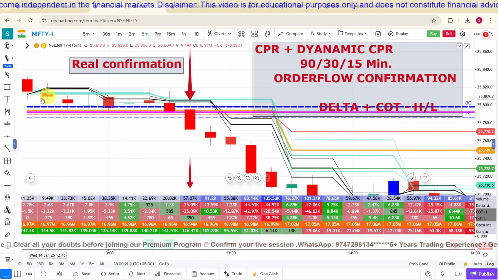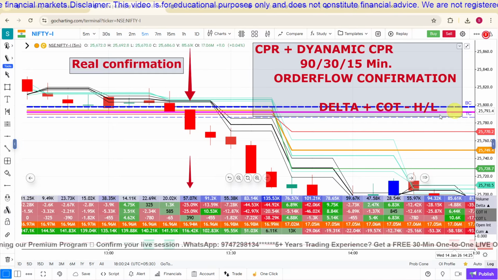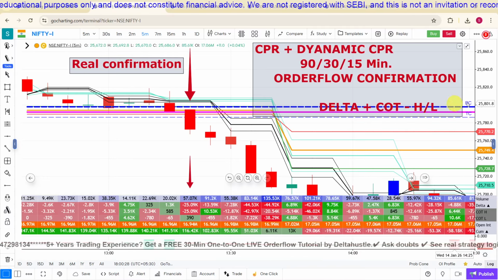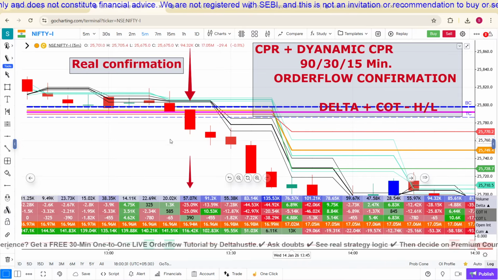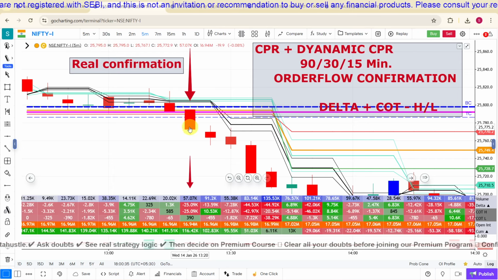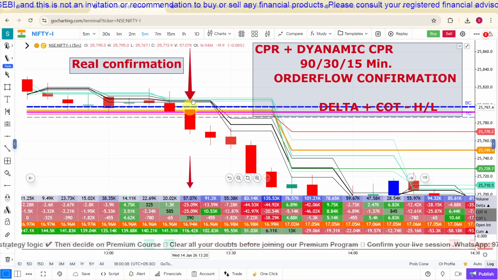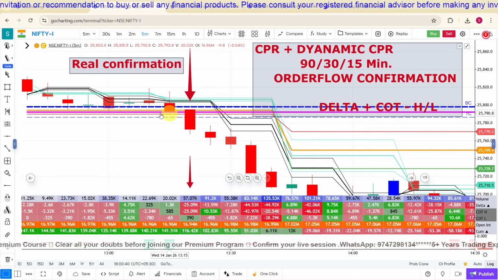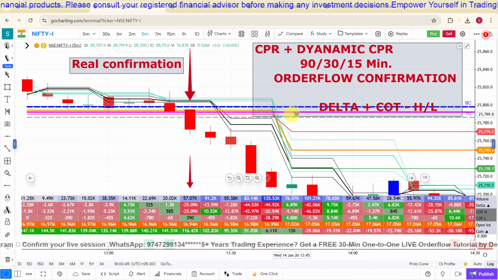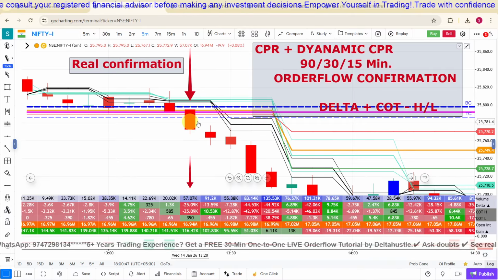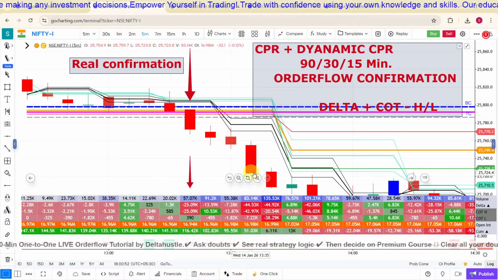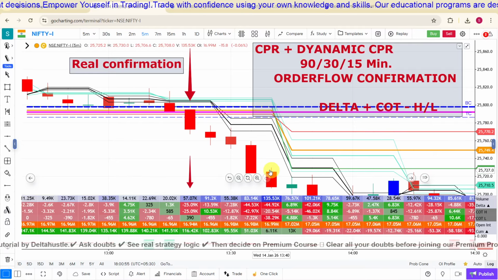And this day CPR is lower than previous day CPR. That is why BC comes above the pivot. And this is a breakout. And this candle is breaking down the CPR range, correct? And how to identify or confirm whether this breakdown will sustain or not, that is what we are going to study.